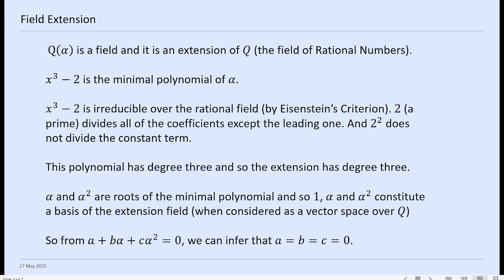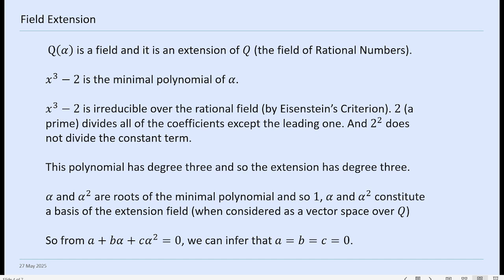So Q of alpha is a field and it's an extension of Q, which is the field of rational numbers. X cubed minus 2 is the minimal polynomial of alpha. We can show by Eisenstein's criterion that x cubed minus 2 is irreducible over the rational field. So the point is that 2 is a prime number, 2 divides all of the coefficients except the leading one, and 2 squared does not divide the constant term. So this shows that the polynomial is irreducible. The polynomial has degree 3, and so the extension has degree 3.